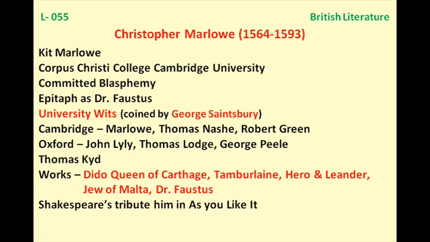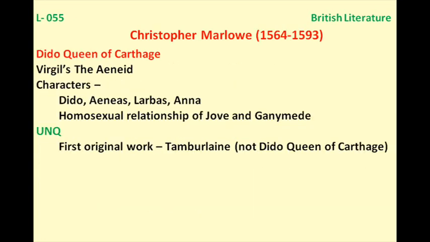Okay then, before ending this lesson, I think we should discuss one work actually. The first work of his, that is Dido, Queen of Carthage. That is a short work. So this is his first work, and the long title it contains is The Tragedy of Dido, Queen of Carthage. And it is written in collaboration with Thomas Nash. So two writers for this work we have, Christopher Marlowe and Thomas Nash.